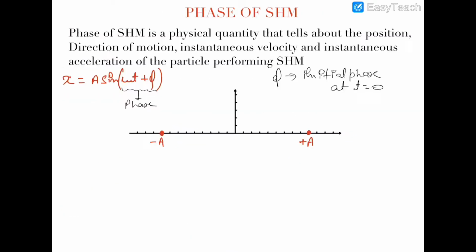Okay. Now let's move on to the most important element of the SHM, which is called phase. Now first of all, let us define the phase. The phase of a particle in SHM is a physical quantity that tells us about the position of the particle, its direction of motion, its instantaneous velocity, and its instantaneous acceleration in SHM.